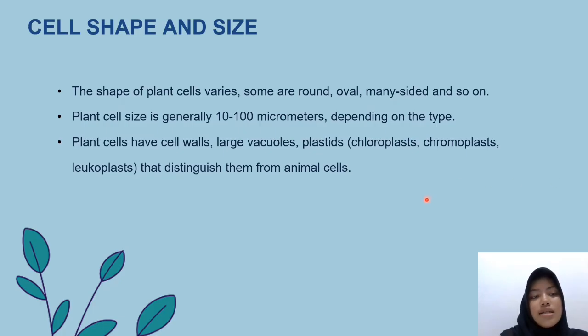The next material, plant cell. Cell shape and size. The shape of plant cells varies. Some are round, oval, many-sided, and so on. Plant cell size is generally 10 to 100 micrometers, depending on the type. Plant cells have cell walls, vacuoles, and plastids, such as chloroplast, chromoplast, and leucoplast, which distinguish them from animal cells.